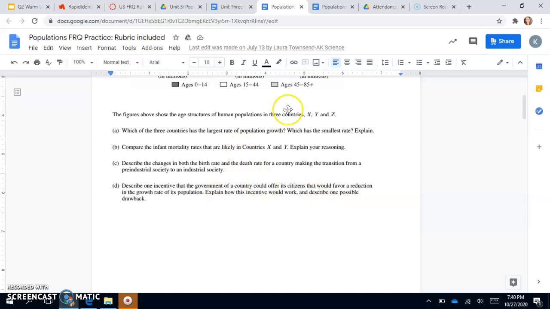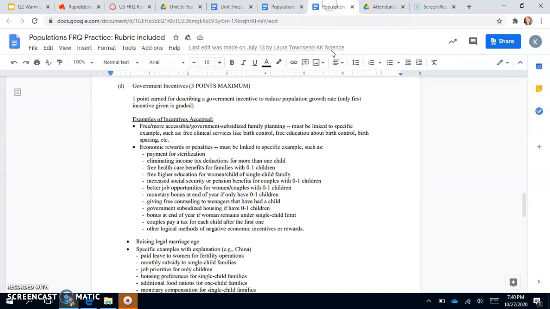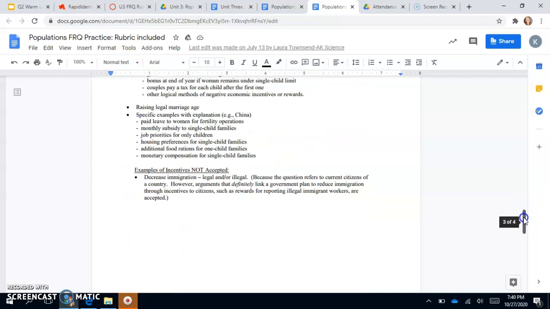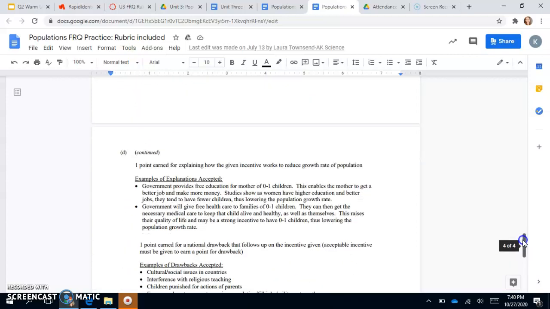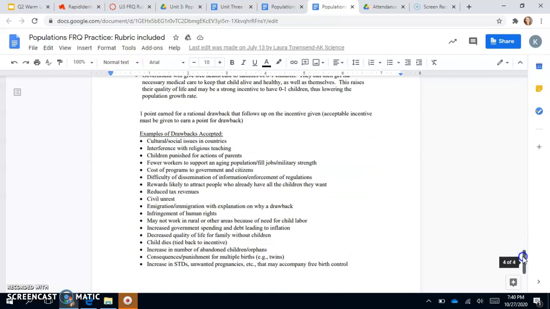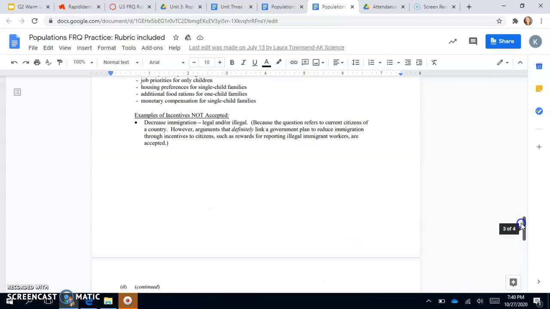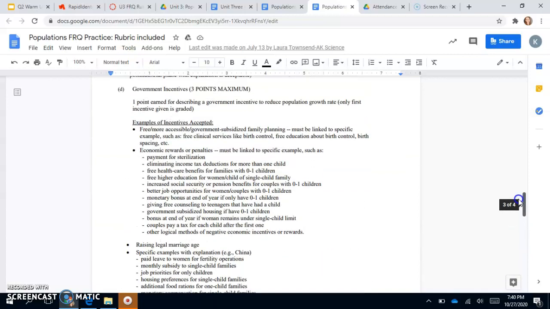Explain how it would work and describe a possible drawback. So this one is a little bit more involved. You can get 1 point for the description. And then also, where do the other points come from? Let's see. Oh, you have to explain how it works and then also explain a drawback as well. So those are where your 3 points come from.